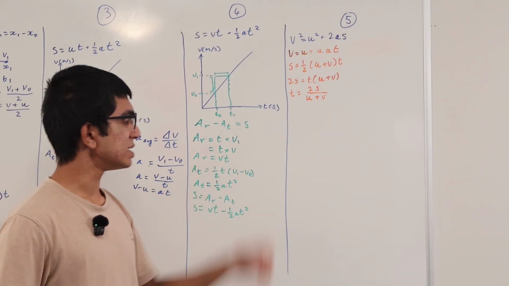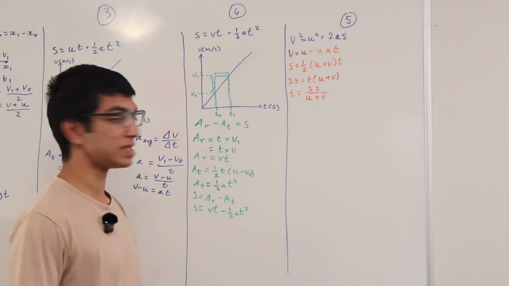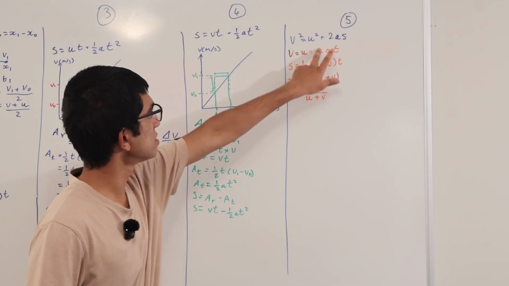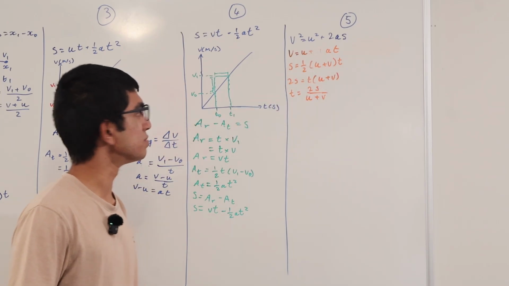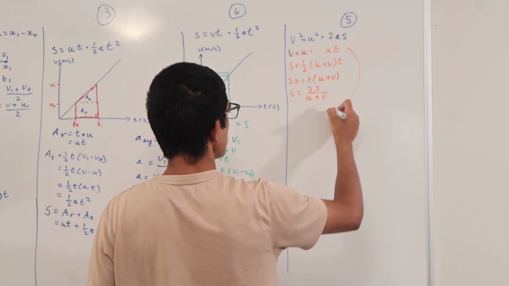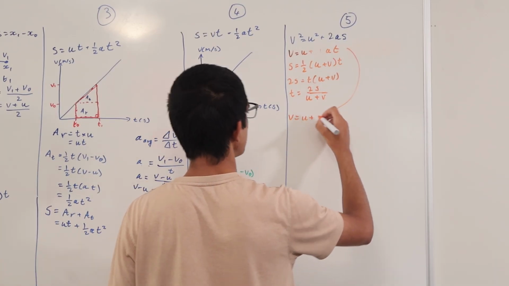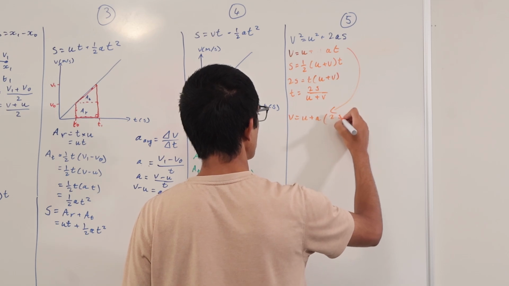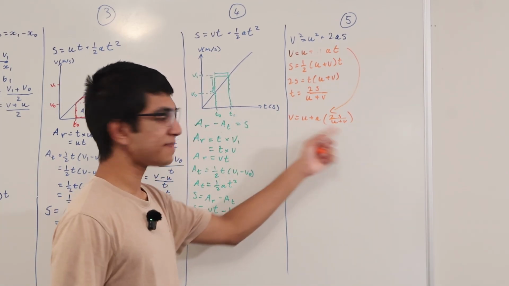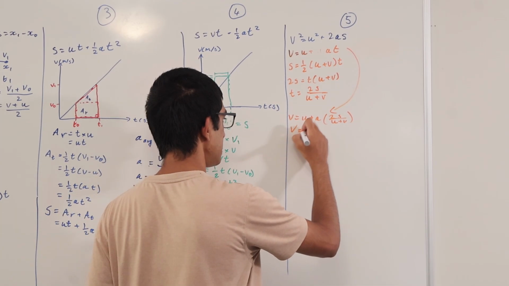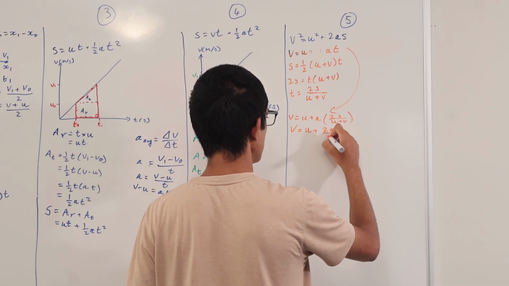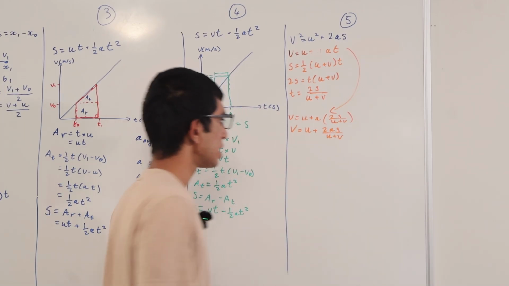Now, since we got another value for the time variable, we can plug that into our first equation, which is v is equal to u plus at. We would get v is equal to u plus a times 2s over u plus v. And if we expand this out and write it, we get v is equal to u plus 2as over u plus v.